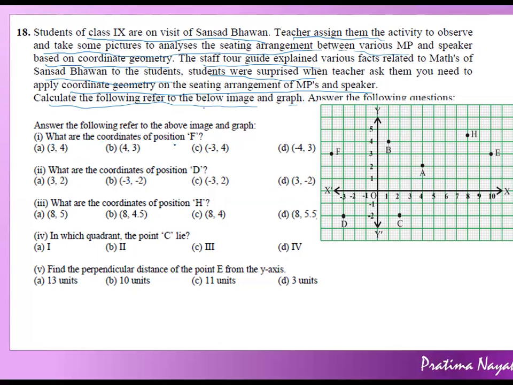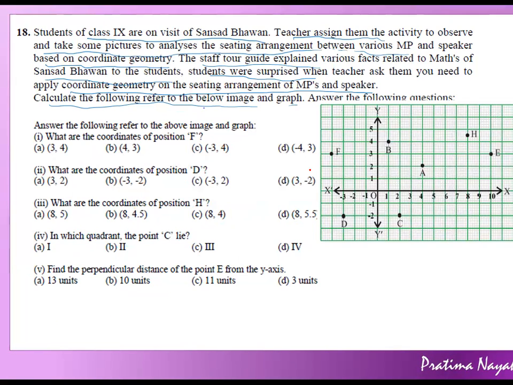What is the coordinate of position F? Four options are given. What are the coordinates of position D? Four options are given. What are the coordinates of position H? Again, four options are given. Then in which quadrant does point C lie? Four options are given. Find the perpendicular distance of E from y axis. So we'll go one by one.